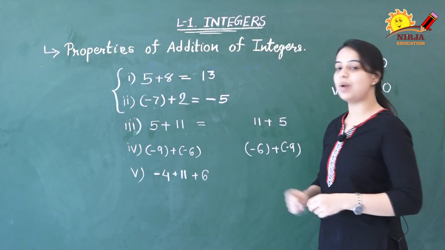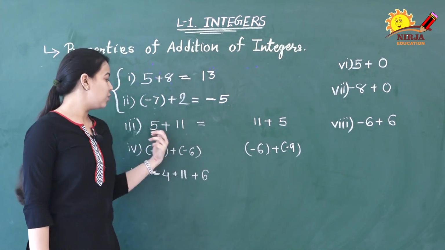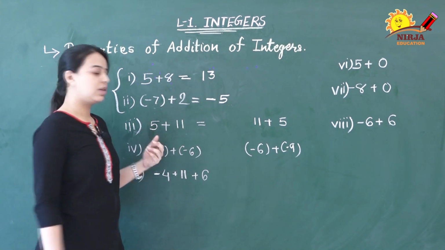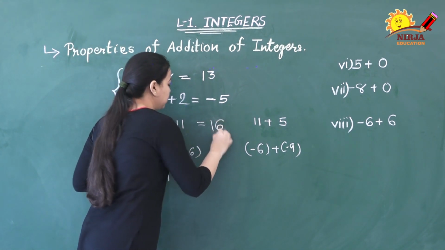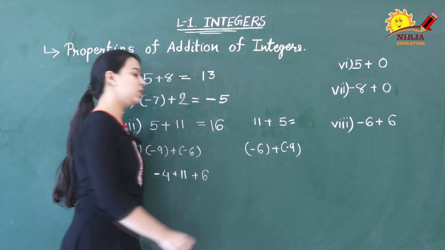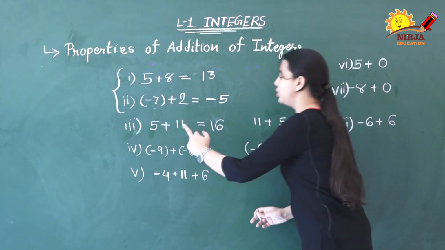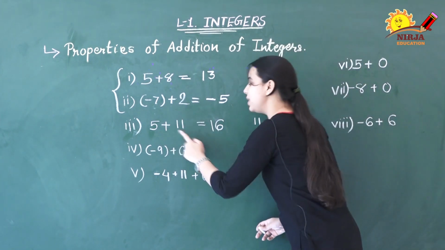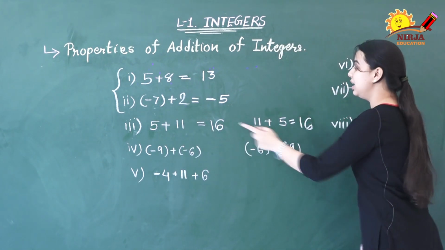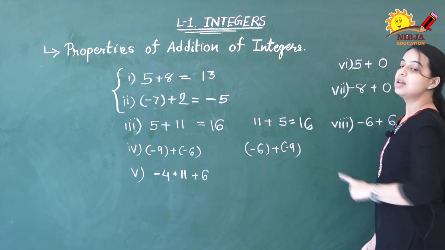Now let's move towards other examples. The second example I have taken is 5 plus 11. We need to add two natural numbers. 11 plus 5 is equal to 16. Here, 11 plus 5 is also equal to 16. So if we change the order of the integers, first I did 5 plus 11 and got the answer 16. The second time I did 11 plus 5 and again got the result 16.